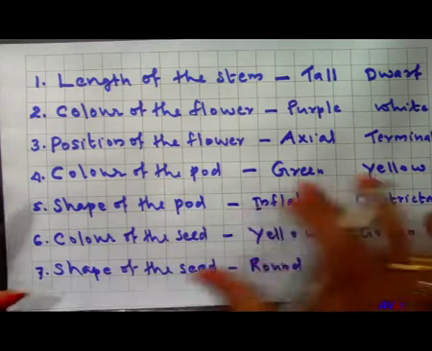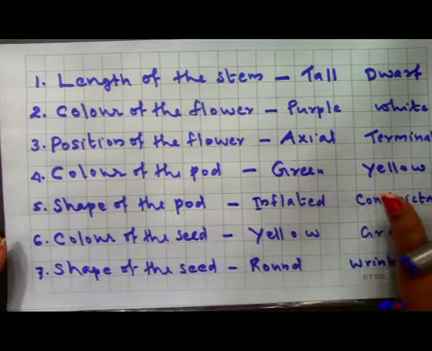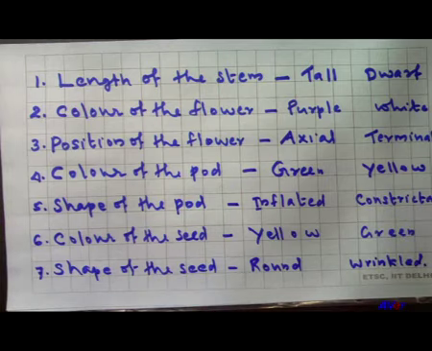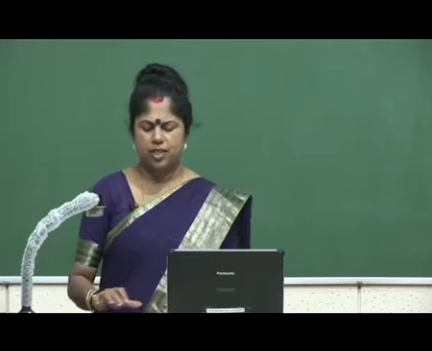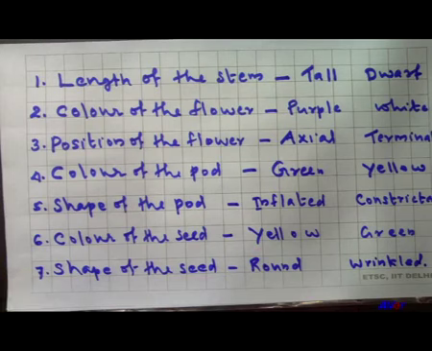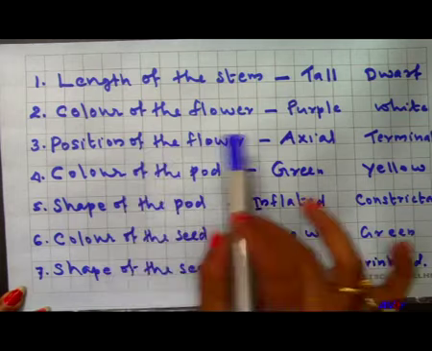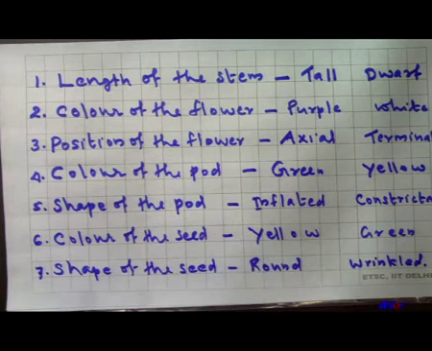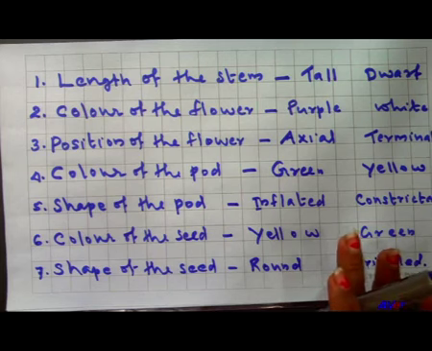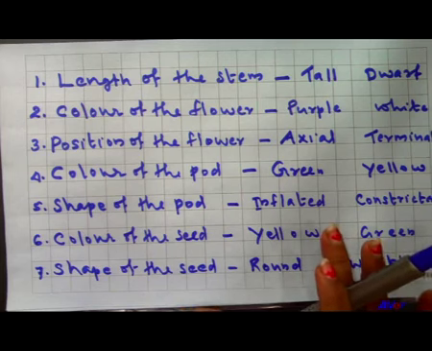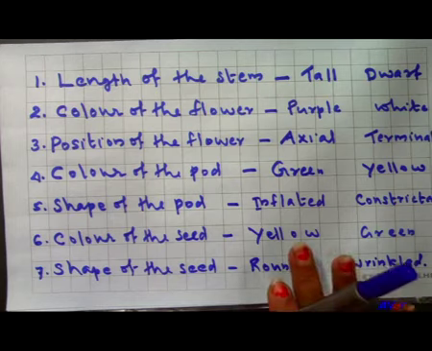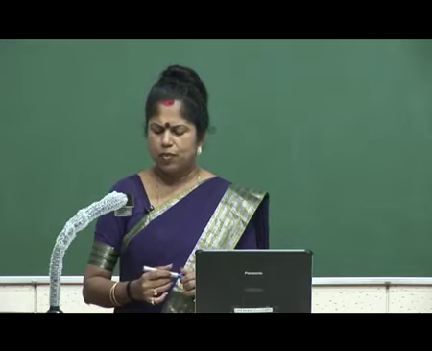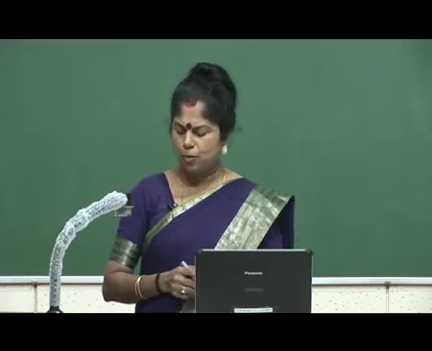So, here you can see the 7 pairs of contrasting characters studied by Mendel. Mendel considered only one character at a time and studied the inheritance of a particular character fully at a time. So the 7 pairs of contrasting characters, each and every child should learn and try to identify which one is dominant and which one is recessive. It is very, very important in this context for doing the genetics problems.